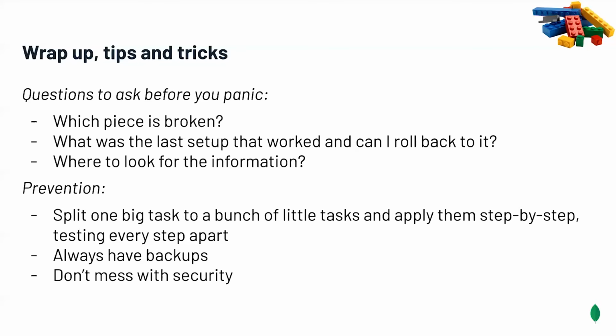You can always ask, what was the last setup that worked? And can you roll back to it? Sometimes it's what it takes. If your production is down and you want to get it back fast, that may be your solution. Just roll back to the previous setup. Don't panic about the downtime, and just go to the change that you want to perform and see what could go wrong during that change.